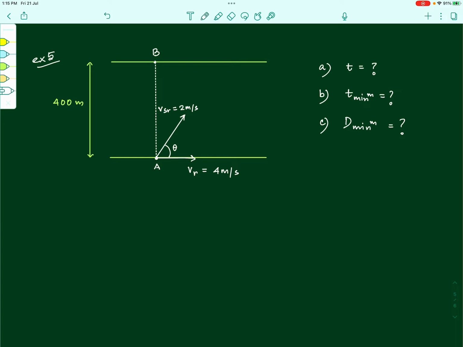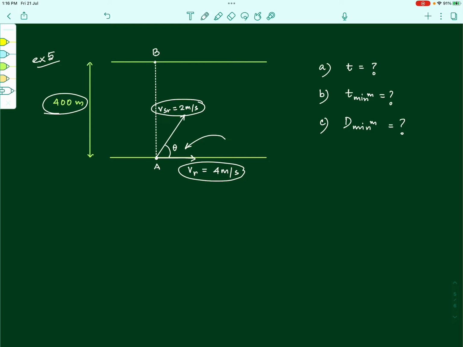This one says that there is a swimmer who wishes to cross a 400 meter wide river flowing at 4 meters per second. The swimmer's speed with respect to the water is 2 meters per second. So VSR, velocity of the swimmer with respect to the river, is 2 meters per second. The first part of the question says, if he heads in a direction that makes an angle theta with the flow direction, as we have drawn in the figure, the angle theta that the velocity of the swimmer with respect to the river makes with the flow of the river is theta.